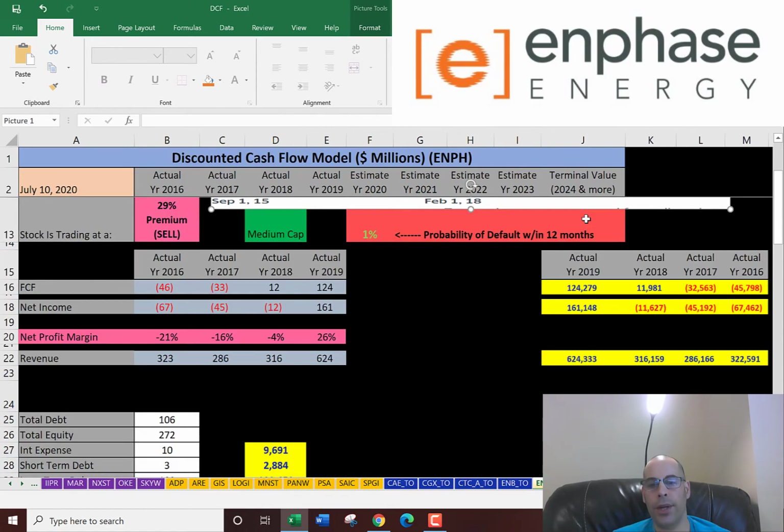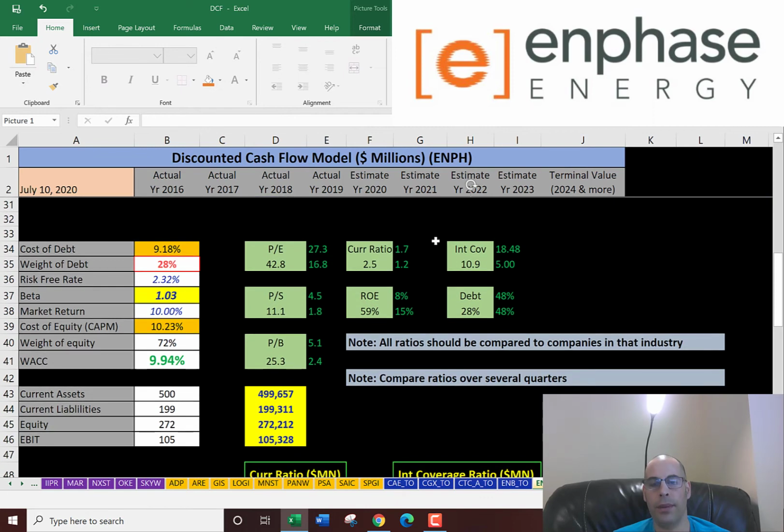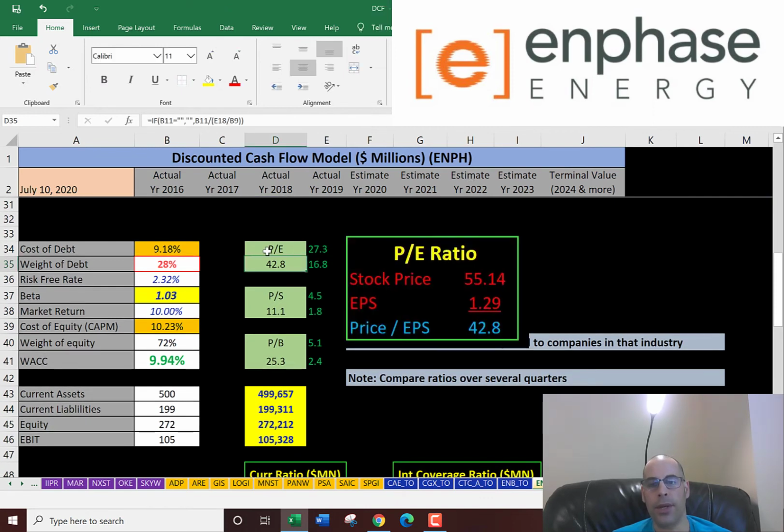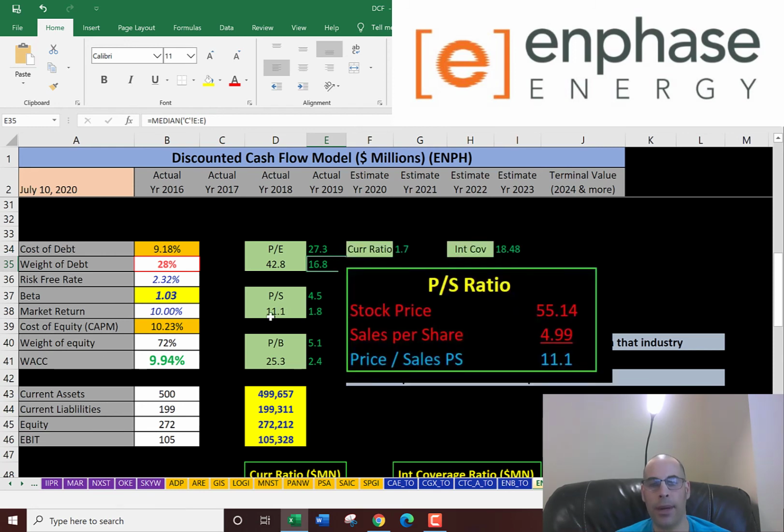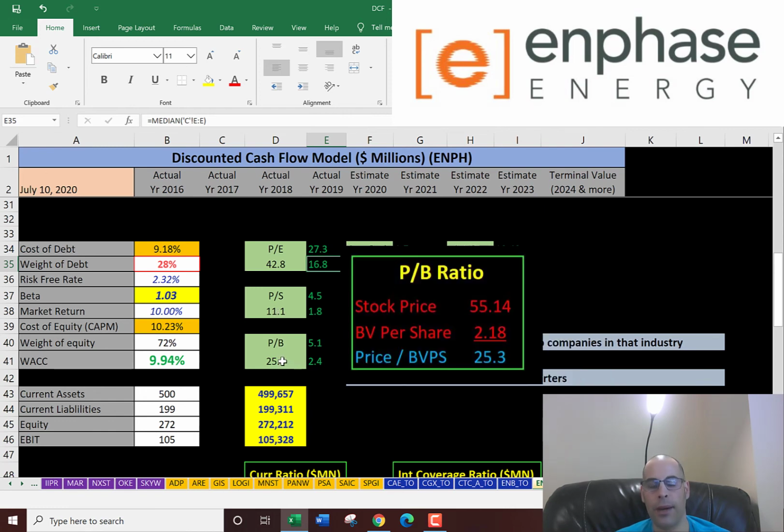Let's look at the financial ratios to get some more information. They have a bad price to earnings ratio. That's price of stock over earnings per share at 43. I like to see under 15. The average in the market is 27 and the median 17. They have a high price to sales also at 11. That's price of stock over sales per share. Really high price to book at 25. Price of stock over book value per share. I generally look for under 3.5 for this ratio.